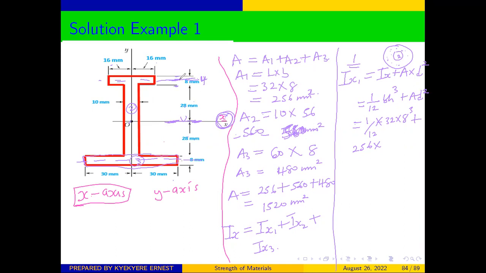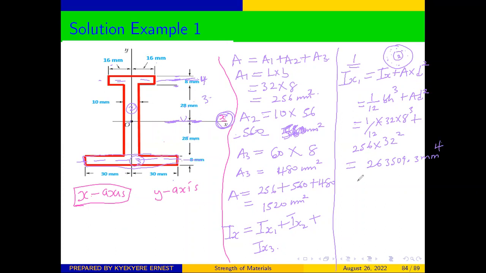So from here, you can see that the distance between these two parallel axes, which is the centroid of section 1 and the centroidal axis of the whole structure, which is on the x-axis, is 4 plus 28, and that is going to be 32. So 256 times 32 squared. And when you do the math, we are going to get 263,509.3 millimeter raised to the power 4.